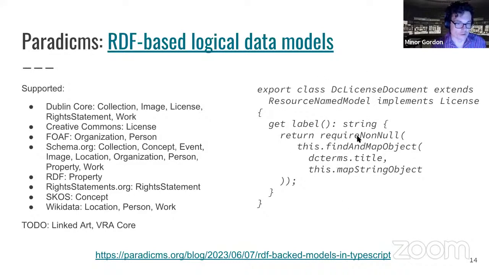So this is a Dublin Core one, of course. This is RDF JS based, those interfaces. And it does those mappings to fit the interface at runtime. I won't get too far into the coding aspects of this, but there's a blog post about how it is all implemented.